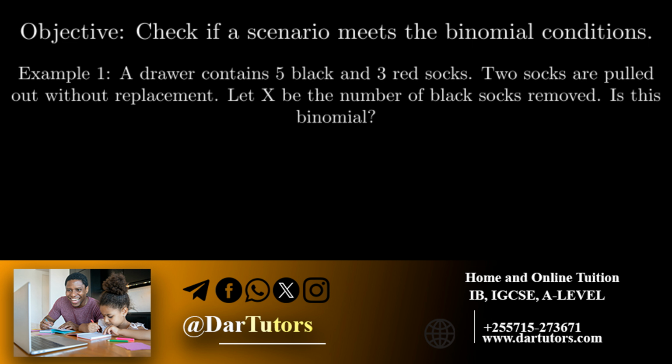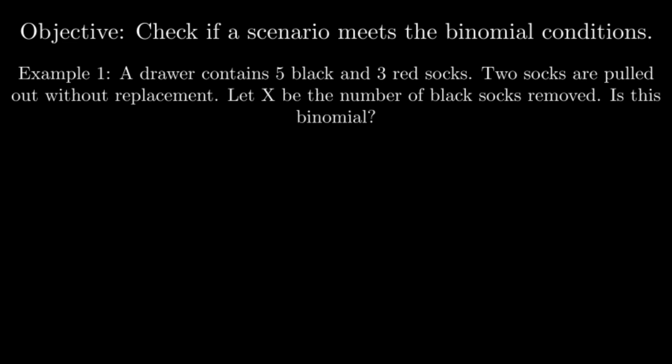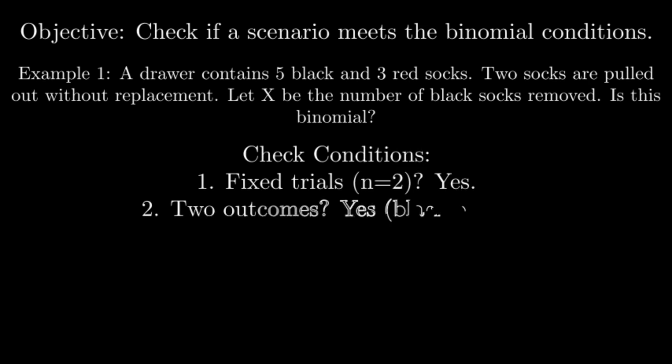Let's check the conditions. First, is there a fixed number of trials? Yes, we are pulling out 2 socks, so n equals 2. That condition is met. Second, are there 2 outcomes for each trial? Yes, a sock is either black or it's red. We can define success as pulling a black sock. So this condition is also met.